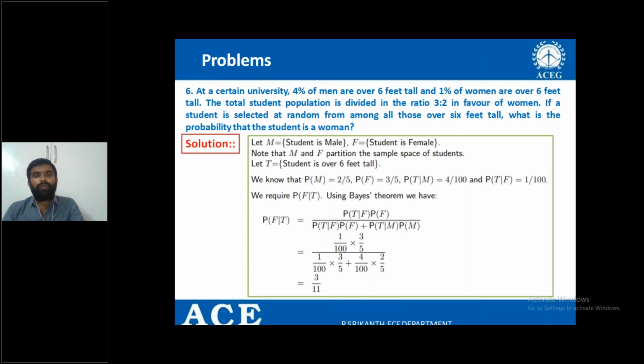And P of T given M is already given. That is, if a man is selected, what is the probability that he is tall? 4% chance. Therefore, 4 by 100. Similarly, for a female to be tall is a 1% chance, that is 1 by 100. Therefore, by using the Bayes theorem, substituting all these values, you can find the probability of F given T. That is the way to find the conditional probabilities in the Bayes theorem.